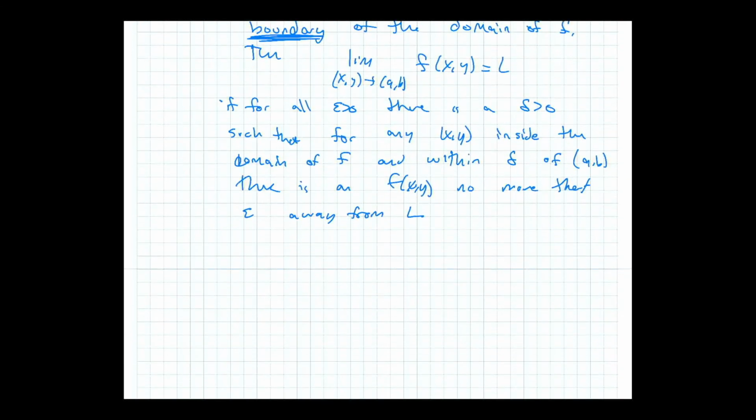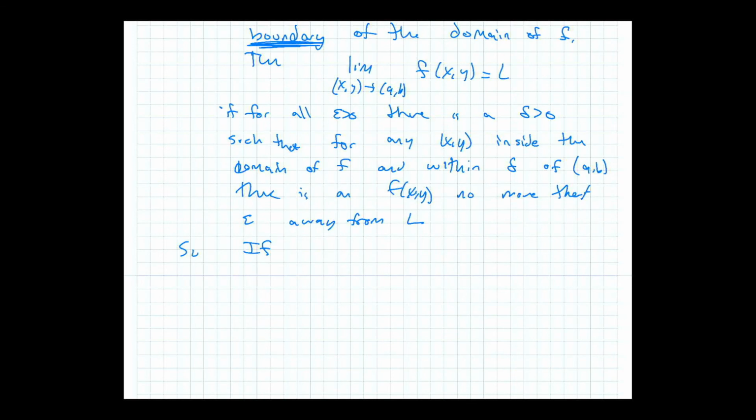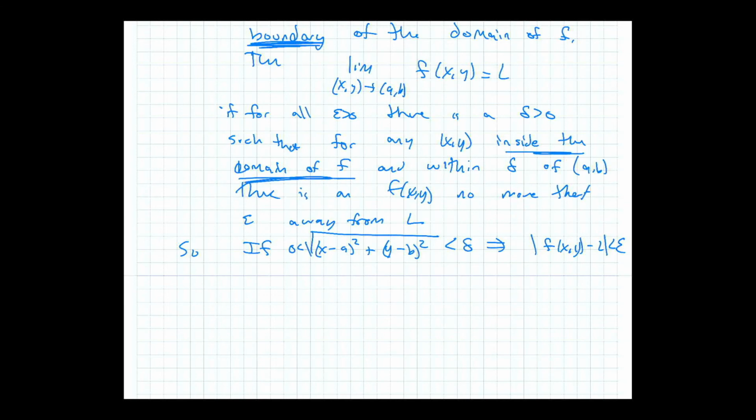It's just the same definition though. They say if zero less than the square root of (x minus a) squared plus (y minus b) squared, less than delta, implies the absolute value of f of xy minus L is less than epsilon. Same definition. I don't know why they're doing that. The only thing is they've just added the word boundary points. And the only thing that's maybe new is that they say inside the domain of f.